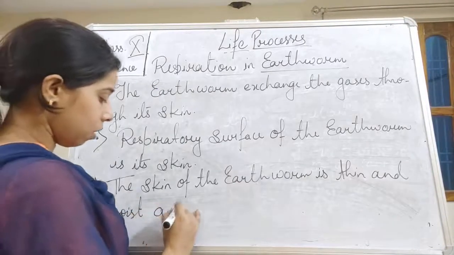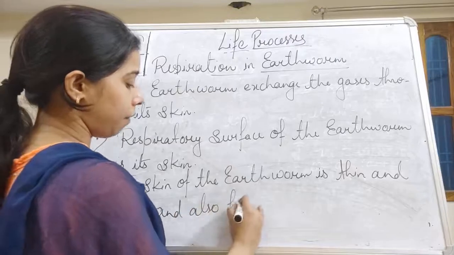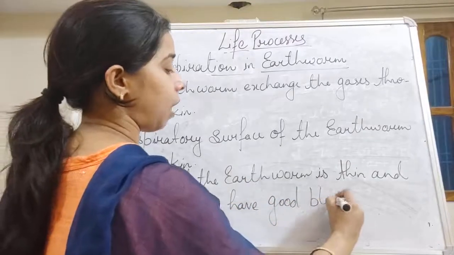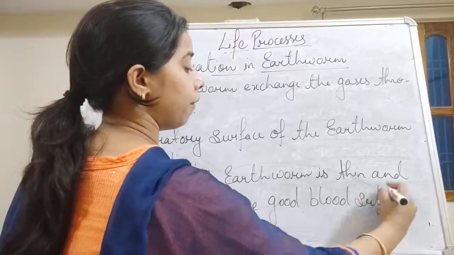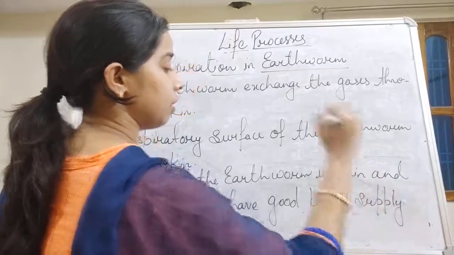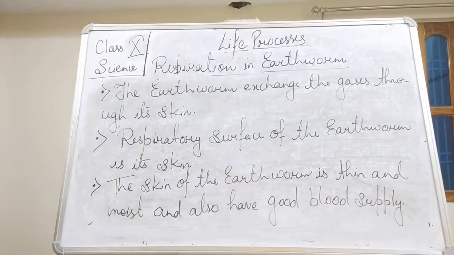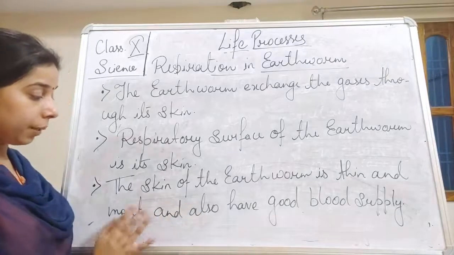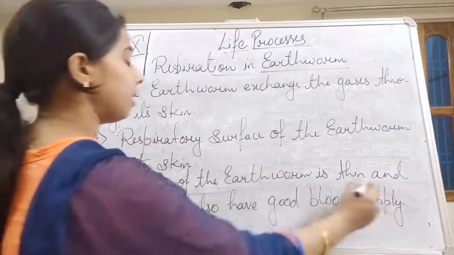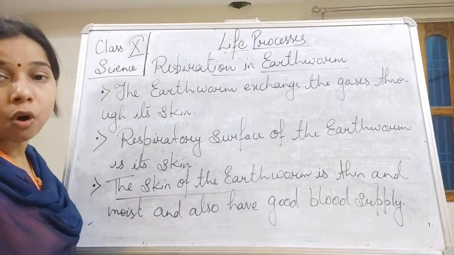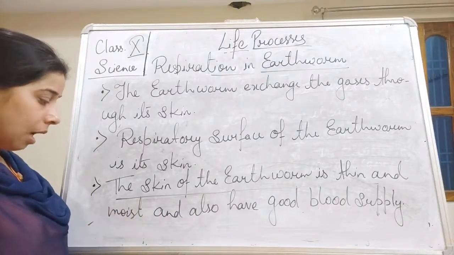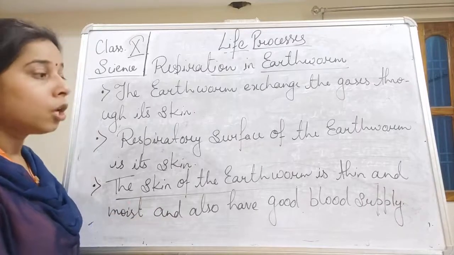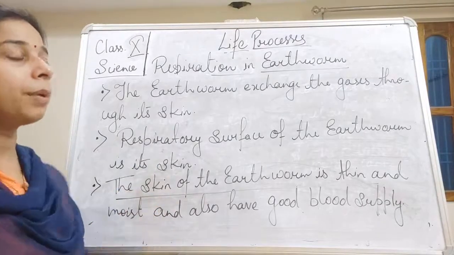It also has a good blood supply. Okay. So the earthworm absorbs oxygen. Now here's what happens. This line is very, very important to understand. The skin of the earthworm is thin and moist, and it has a good blood supply. So basically, the skin becomes moist.